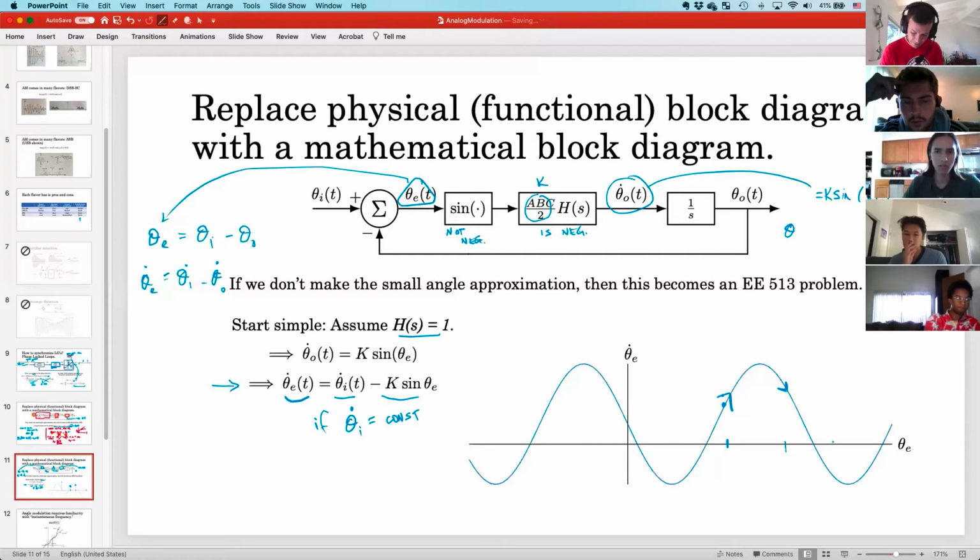Now, what happens if we end up here? Well, this tells me that the rate of change of the error is negative, which means which direction are we pushed? Back that way.